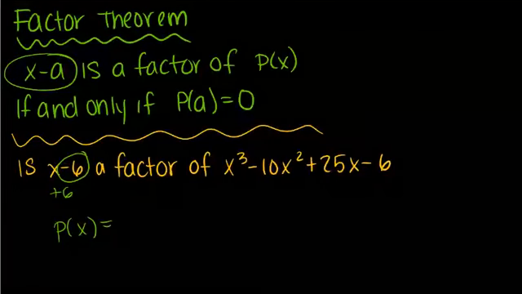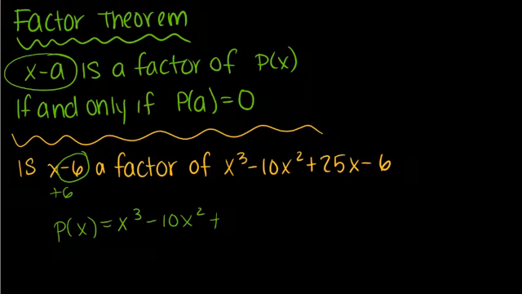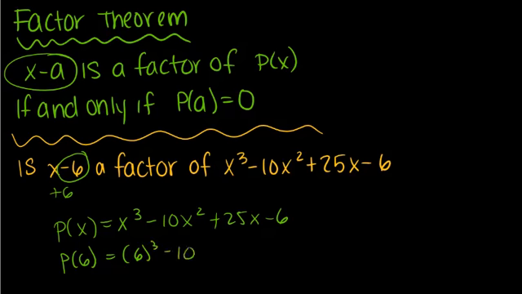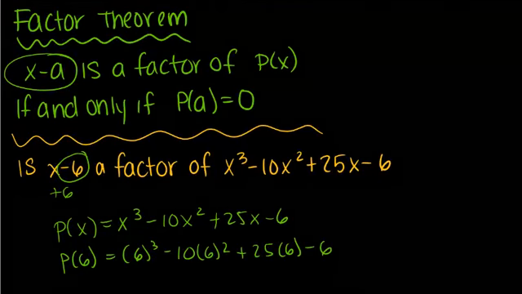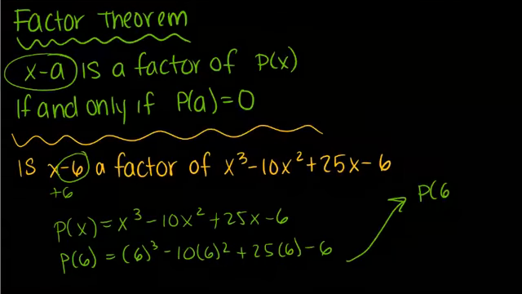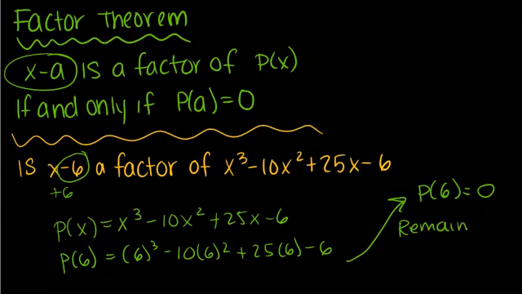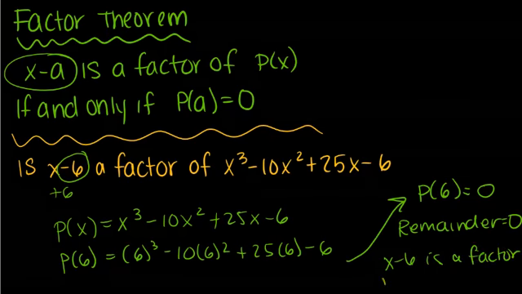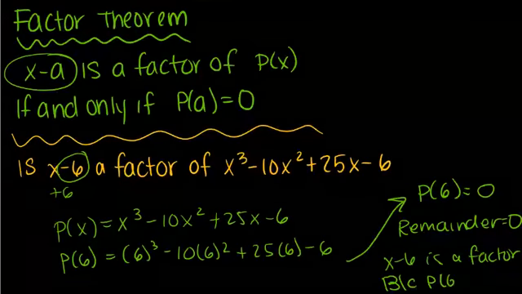In this case, p of x is x to the third minus 10x squared plus 25x minus 6. So I'm going to find p of 6. Everywhere I have an x, I'm going to put that 6. And when I do that, my result of p of 6 is 0. So 0 is my remainder. We know that when your remainder is 0, that means that whatever you divided by is a factor. So that means x minus 6 is a factor, and that's really because p of 6 equals 0.